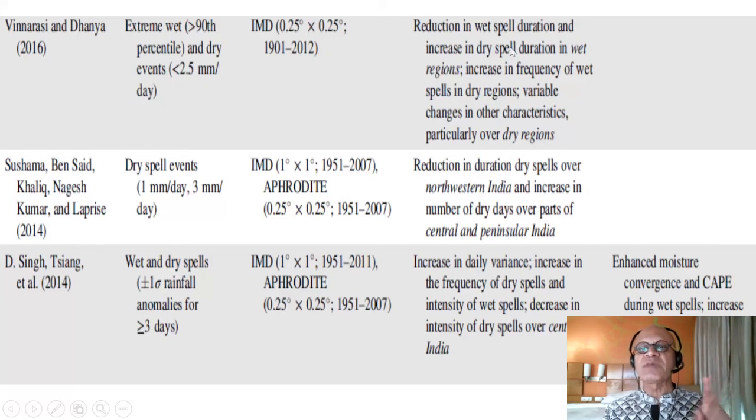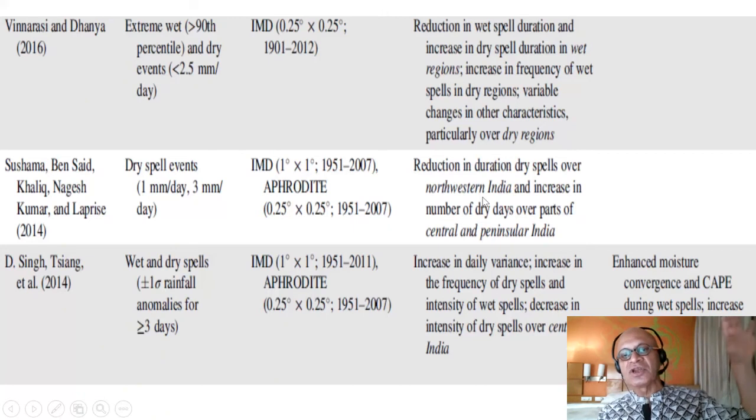So reduction in wet spell duration and increase in dry spell duration in wet regions, both are becoming longer. Increase in frequency of wet spells in dry regions, which corresponds to the increase in extremes. Variable changes in other characteristics, particularly over dry regions. So intensity, duration, frequency, and divided into wet and dry regions climatologically. Reduction in duration of dry spells over northwestern India, which includes the dry desert regions, and increase in the number of dry days over parts of central and peninsular India.